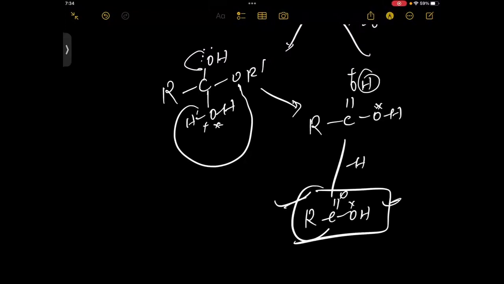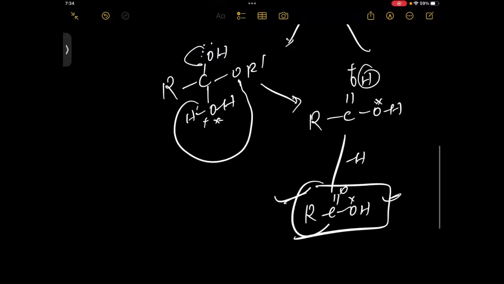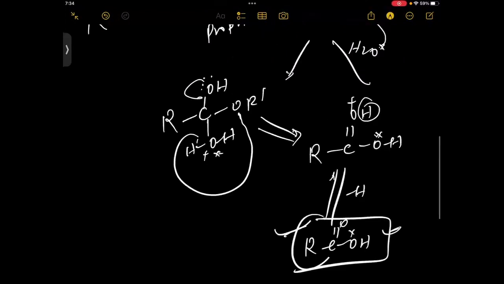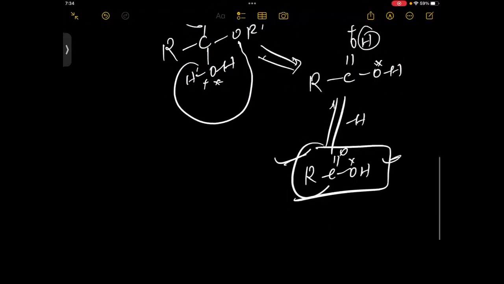Actually, in the acidic hydrolysis of ester, all steps are reversible. Therefore, you can say that this is the reverse of esterification. Okay, since all the steps are reversible, you can say that it is completely the reverse of the esterification reaction, esterification of acid and alcohol.